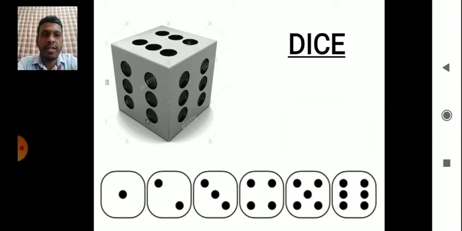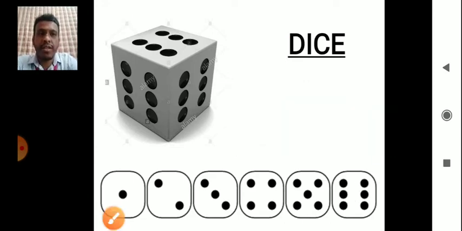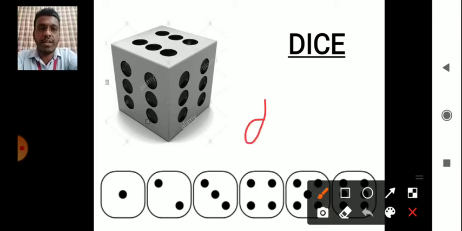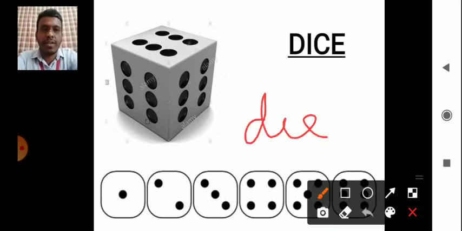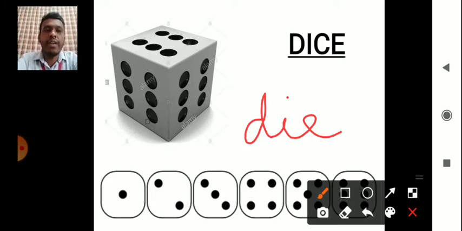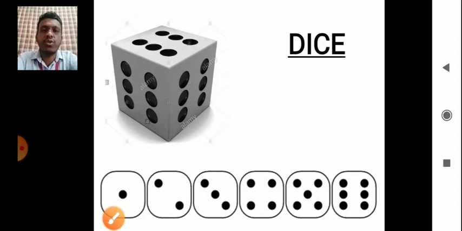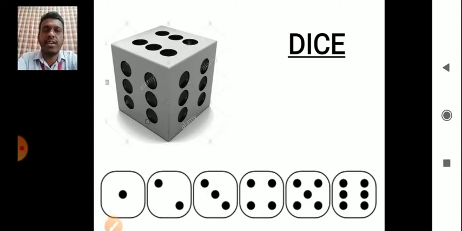Sorry, here it is. A pair of a die. Okay, so a die has six faces. These are the six faces: 1, 2, 3, 4, 5, 6.